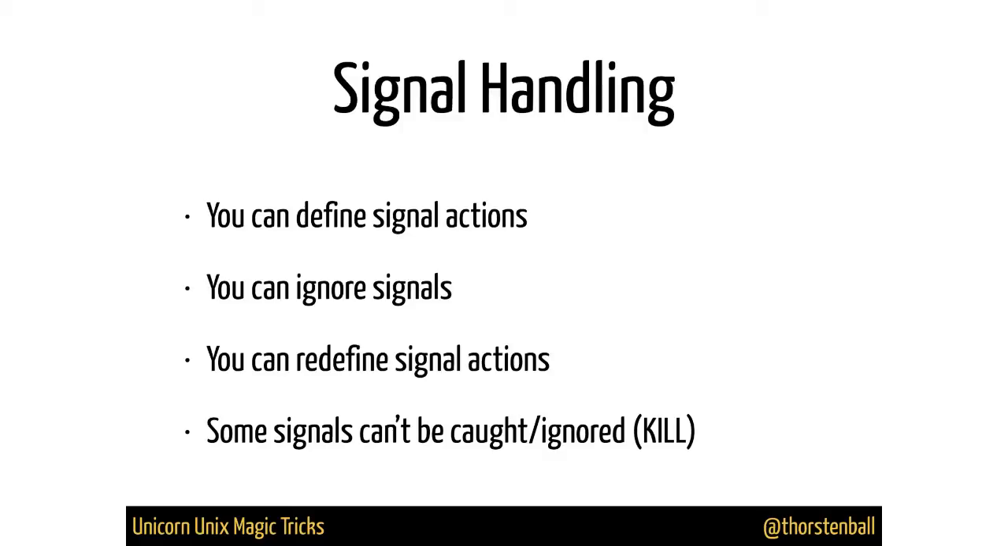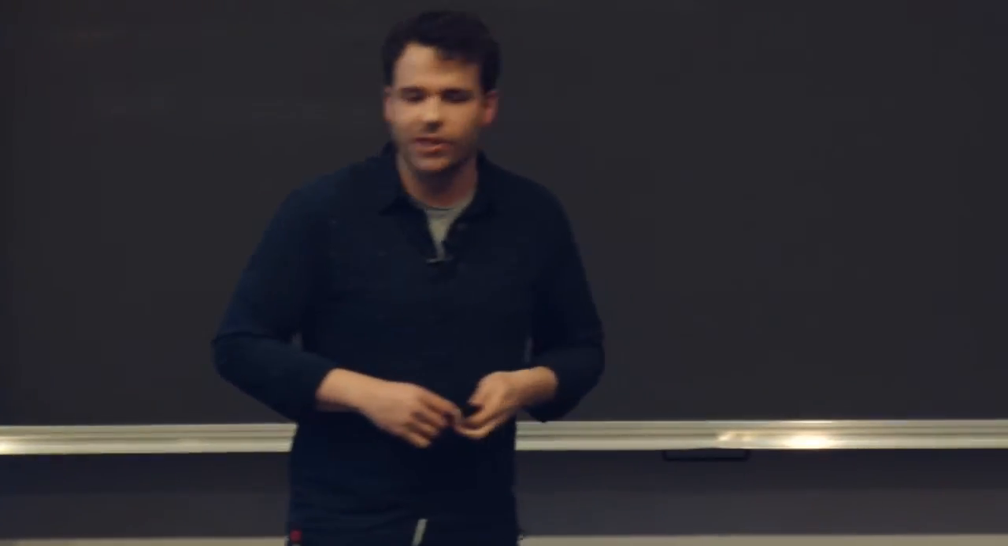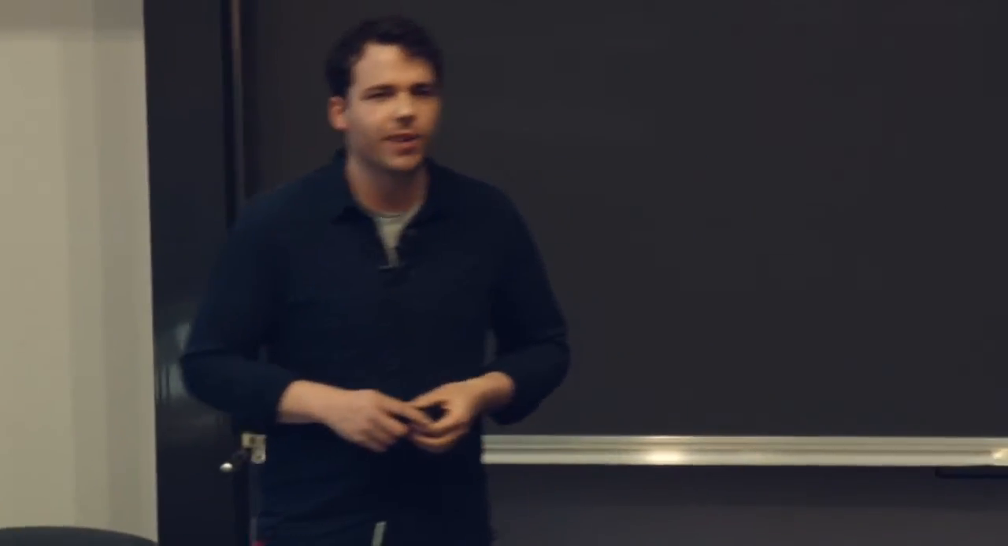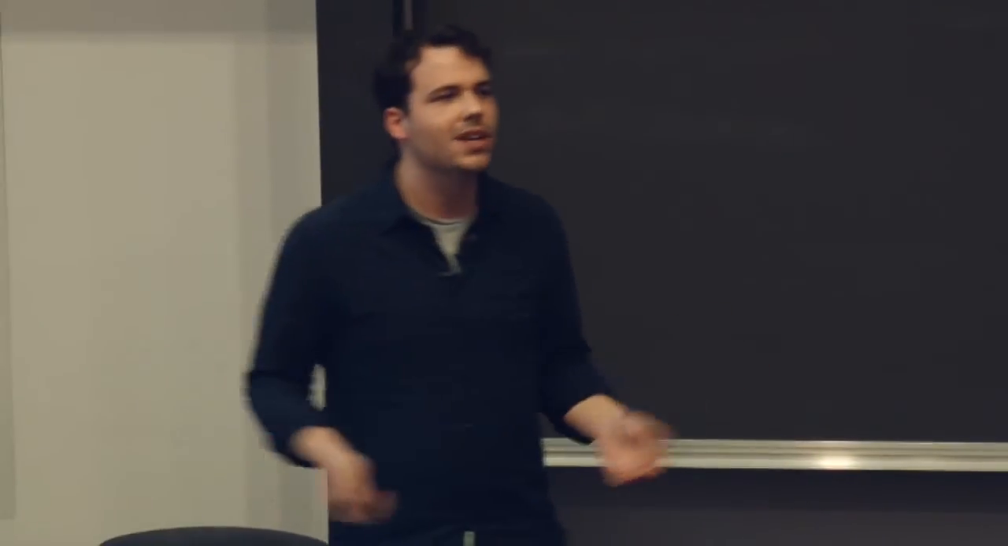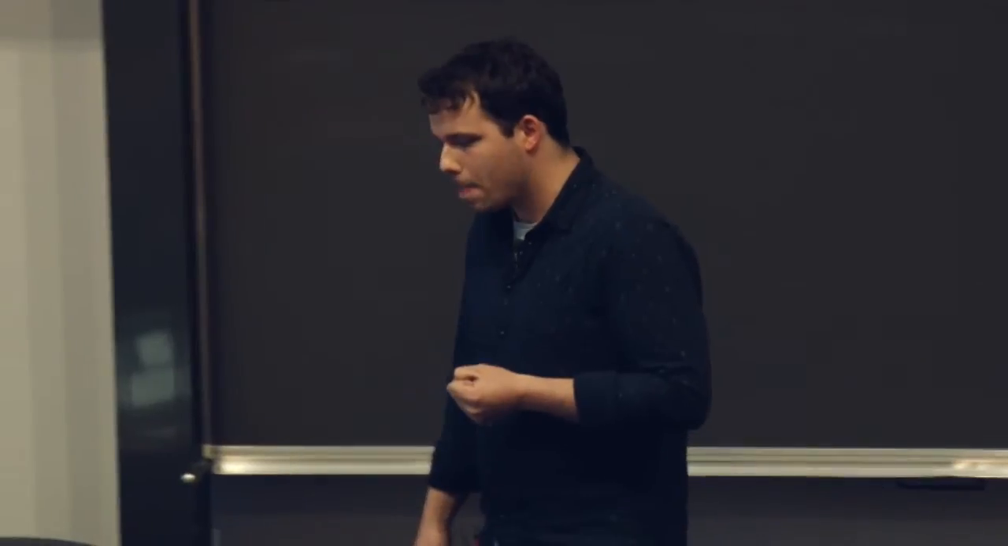Now, for signal handling, we have different options. We can redefine signal actions, signal handlers. We can tell the kernel, if I receive the quit signal, I don't want to exit, which is the default action. I want to clean up some files and then do something else and then exit. Or we can ignore signals, or we can redefine the default actions or define our own signal actions. The only limitation is that we can't ignore or redefine the action for the kill signal because there has to be a sure way to kill a process on a Unix system.